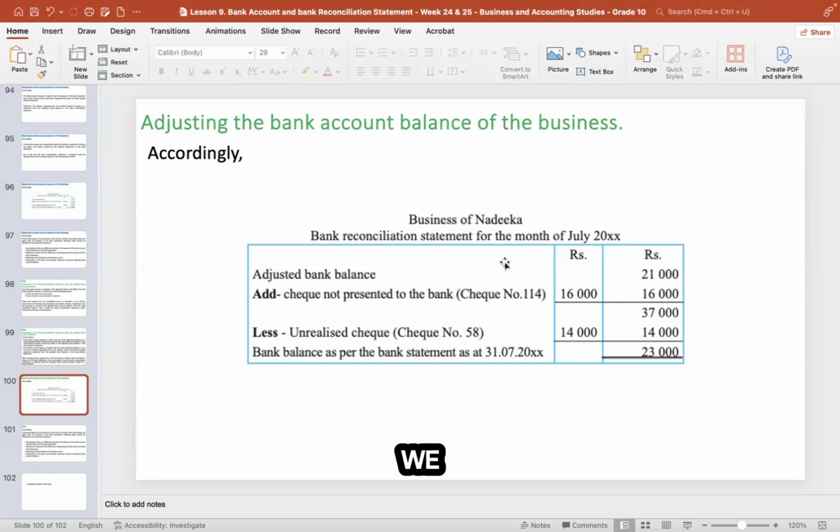Then here we already discussed. You have to draw this table. So we start with the adjusted bank balance, which is 21,000, and checks not presented. We are adding it, 16,000, 37,000, and unrealized checks we are deducting and we have reached 23,000.